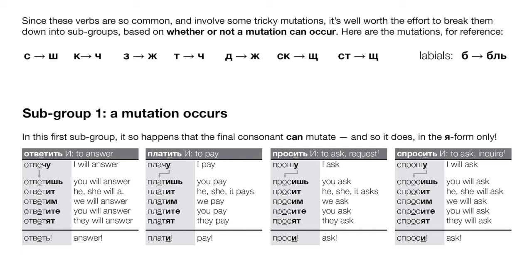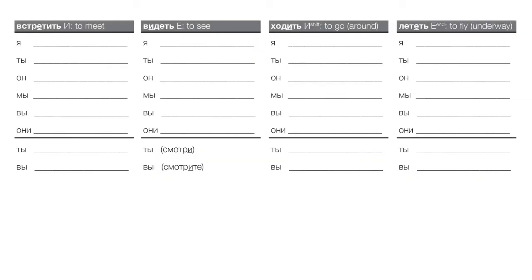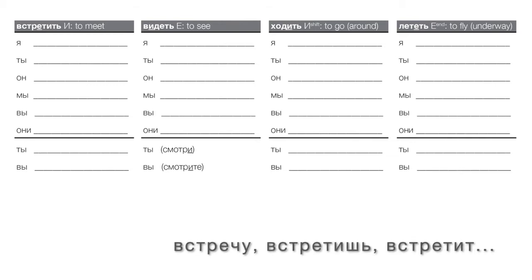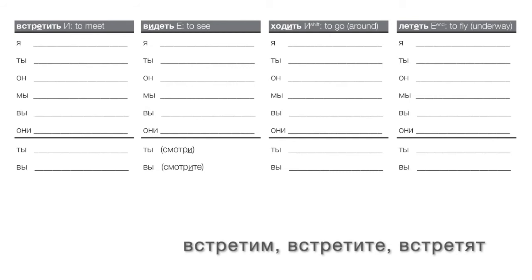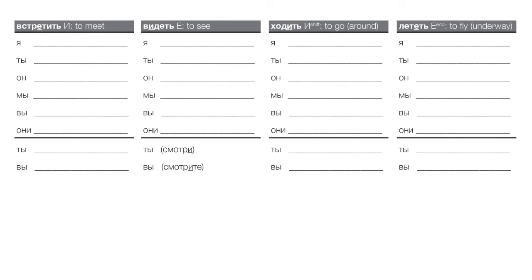Встретить. Okay, now all of these, by the way, just because they're in this exercise, it means that yes, they can all mutate. So we're going to mutate them in the ya form only. So встретить, you might want to pause the video and try to run through the pattern before I give it to you. Встретить, встречу, встретишь, встретит, встретим, встретите, встретят. Ты. Okay, now the imperatives, right? Let's try them. Why not?